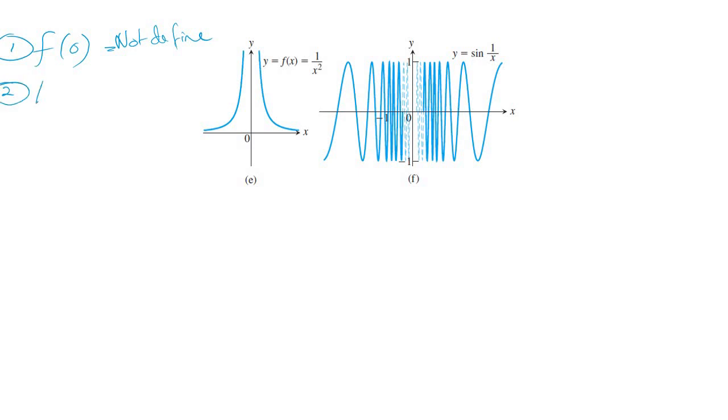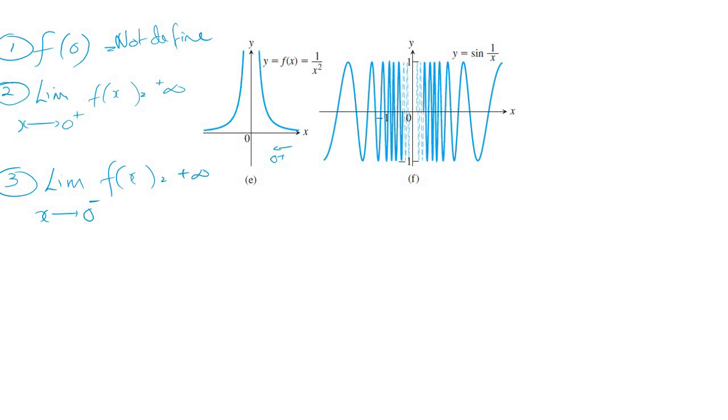Second, the limit as x tends to 0 from the positive side, f(x) goes to positive infinity. So it is also not defined. For the third condition, the limit as x tends to 0 from the negative side, f(x) goes to negative infinity. So this is definitely a vertical asymptote, so it is not continuous around 0.